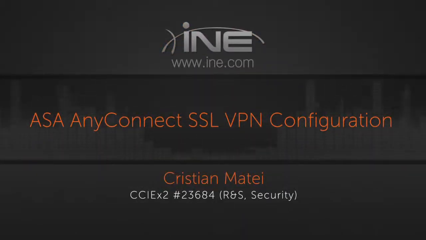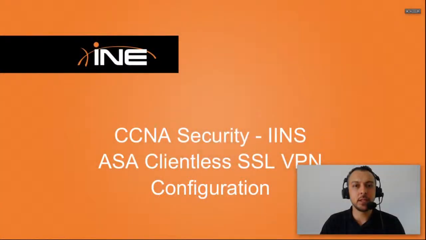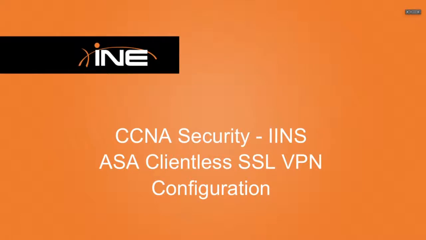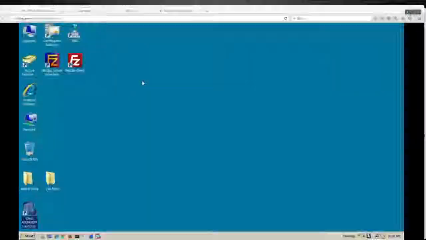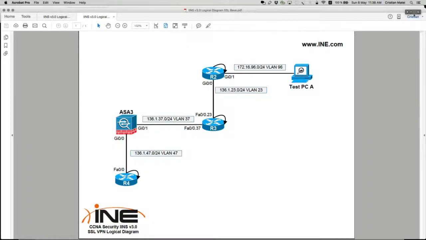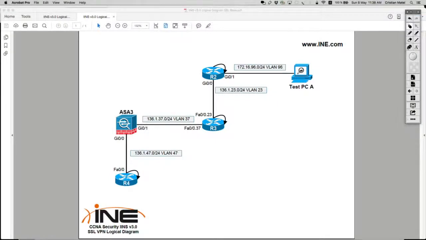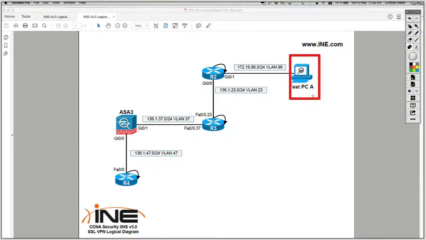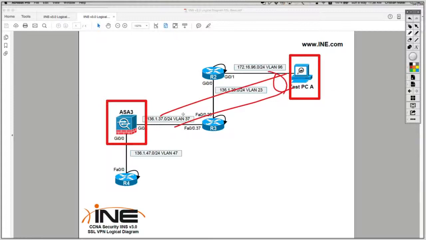Okay, next we're going to go to actual configuration of the client-based SSL VPN tunnel on the ASA. What we're going to do is consider the test PC A to be our client, which has AnyConnect pre-installed already, and ASA-fee to be our VPN gateway. We're going to follow up on those steps, and in the end, we're going to configure the VPN gateway.